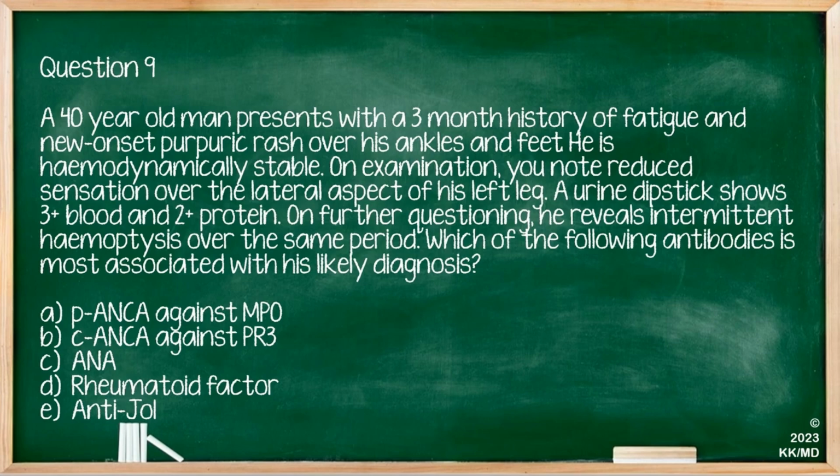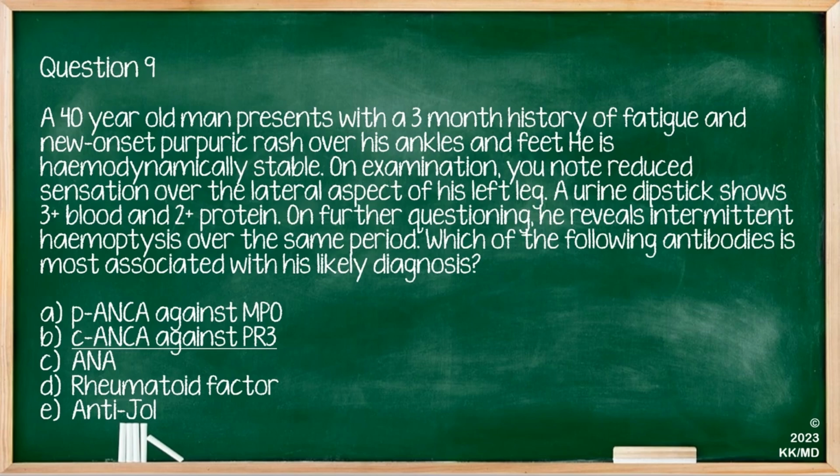Now, the most likely diagnosis in here, if you recall from our video on GPA, previously known as Wegener syndrome, is actually going to be GPA. And the most specific antibody in that is going to be option B, which is C-ANCA against PR3. Importantly, you need to make sure that you don't mix option A and B together. Option A, which is the P-ANCA against MPO, is actually the most specific antibody in the case of EGPA or Churg-Strauss syndrome. Option C, as we discussed previously, is the most sensitive antibody in the case of systemic lupus erythematosus.